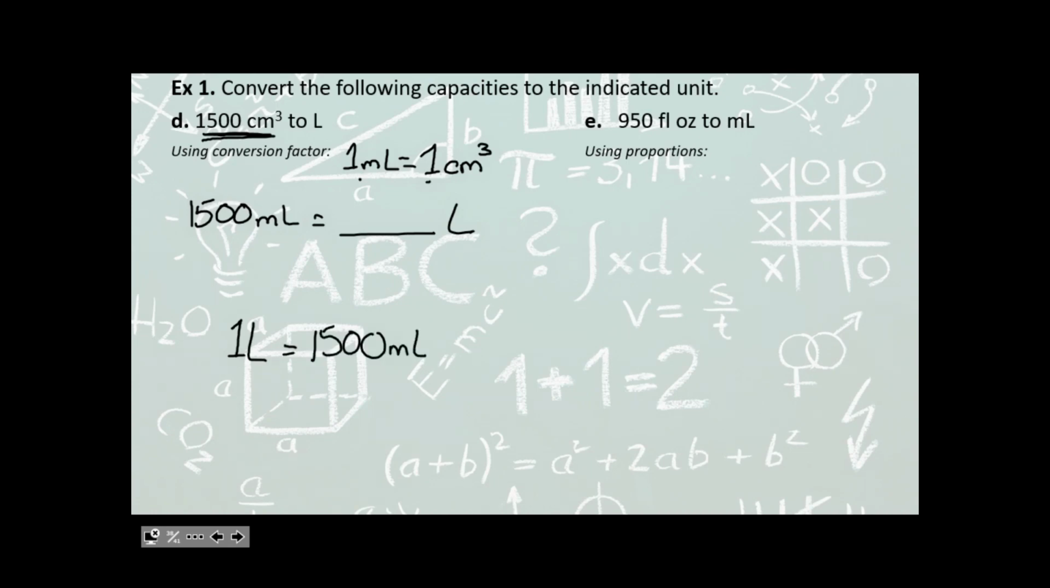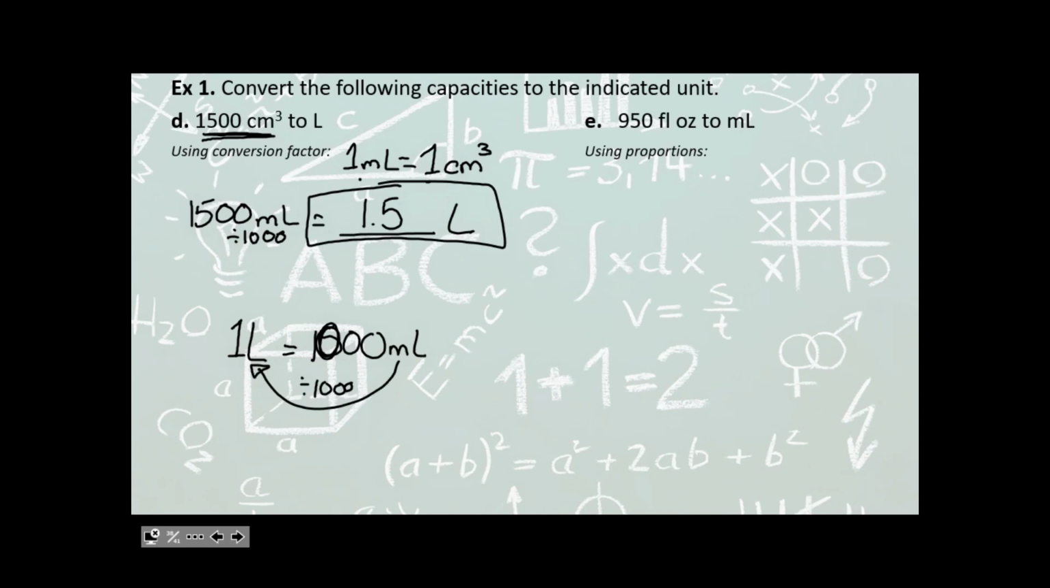So it's kind of a 2-step process here. Now I need to go from milliliters to liters. So I'm going to have to divide this by 1,000. That's going to be 1.5 liters. So 1,500 centimeters cubed is equal to 1.5 liters.